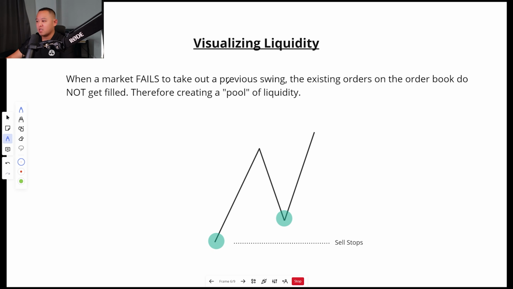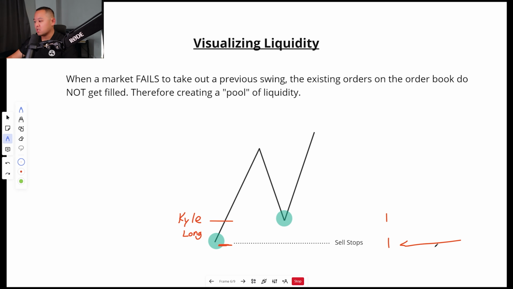So when a market fails to take out a previous swing, the existing orders on the order book do not get filled, therefore creating a pool of liquidity. Let's say, for example, I went long here, and this is my long entry. It doesn't matter what the price is. What am I going to do to protect my order? I'm going to have a sell stop below the market. If you can see this on an order book, let's say I'm long one contract, I'm going to have a sell stop of one contract, and this one contract is going to show up on the order book.